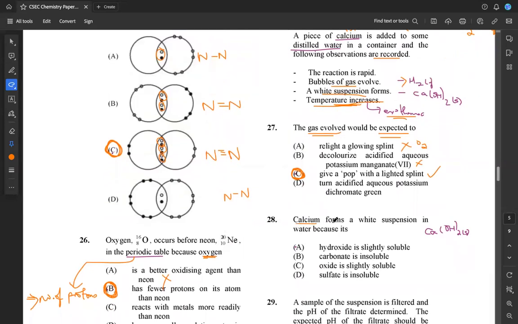28 is saying that calcium forms a white suspension. It's a suspension, right? That it's forming in water because what? The hydroxide is slightly soluble. Calcium hydroxide, that's true.